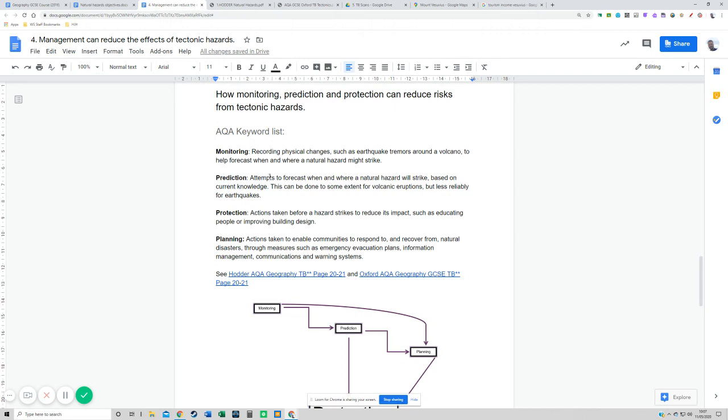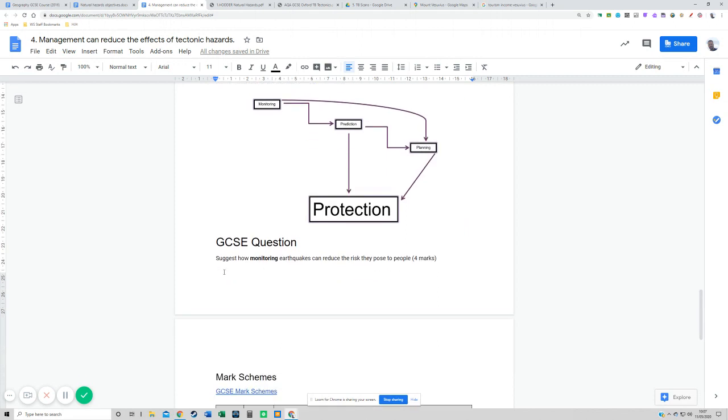So if you get a question like this one at the bottom, suggest how one of them can reduce the risk, it's suggesting how it might work. So a really simple idea would be if you predict a volcanic eruption, it means you can evacuate people, therefore reducing the chance of harm. And that's what we mean by being clear, not just saying, well, if we monitor a volcano, it means you put tilt meters in, you measure gases and so on. If you don't directly link that to how it reduces risk, you get 2 out of 4.